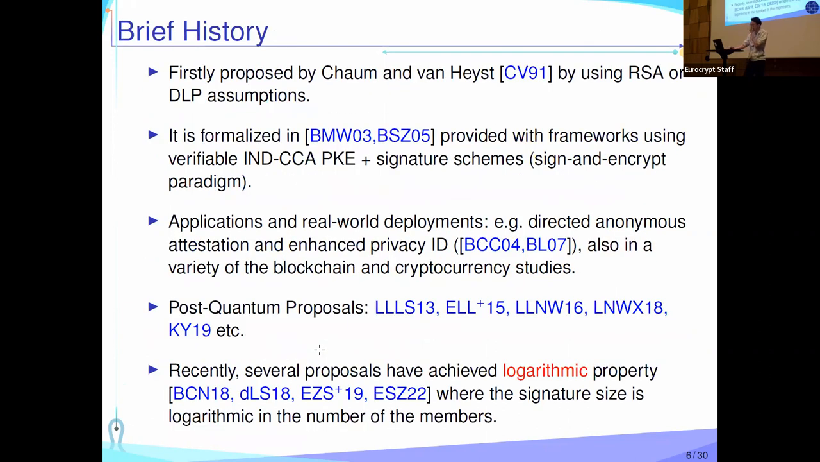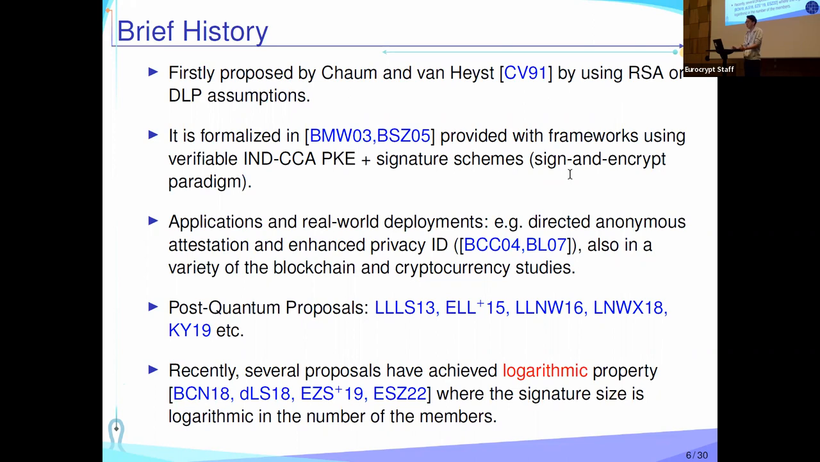We can also give a brief history of group signatures. They were first proposed by Chaum and van Heyst, using RSA and DLP assumptions. Later, the security notions were formalized in these two works, which provide a framework using verifiable IND-CCA PKE and a signature scheme based on trapdoor permutation functions. This is the so-called sign-and-encrypt paradigm.